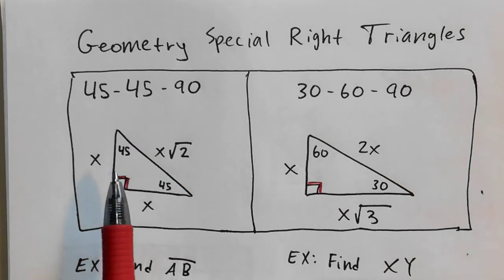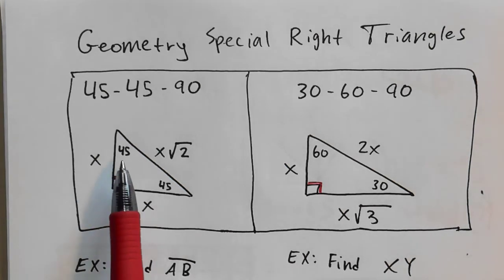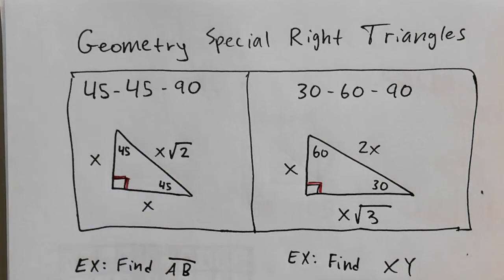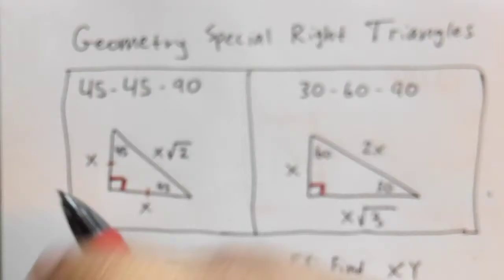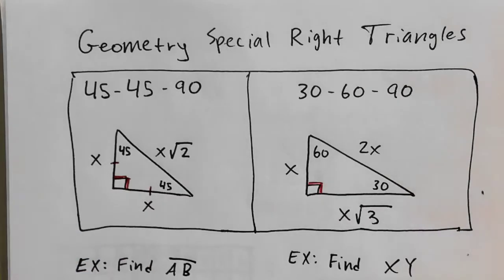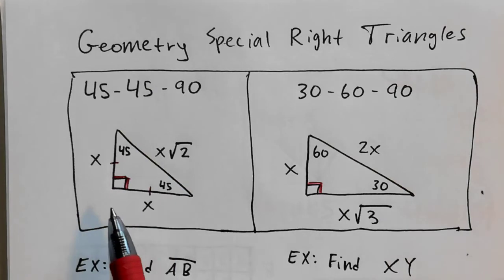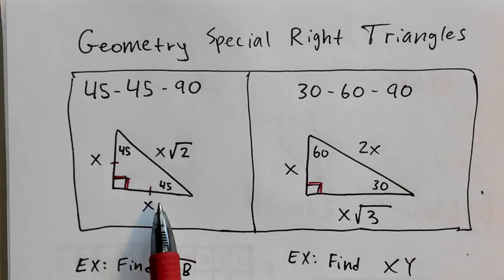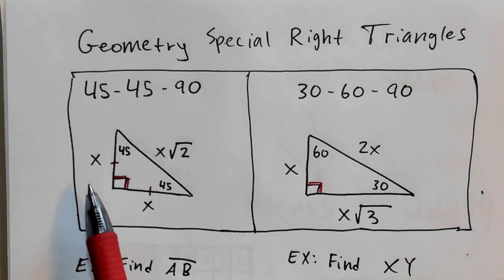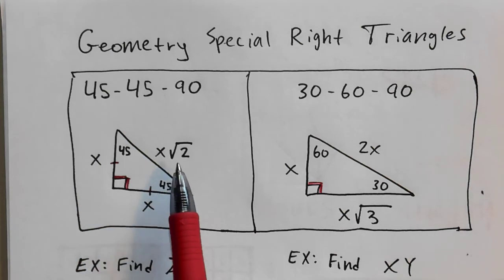As you remember, if you have a right triangle where two sides are the same, it's called an isosceles. This is an isosceles right triangle because it has two of the same sides and it has a right angle, which means that that side is identical to that side. Which means that in a 45-45-90, this side is x. This side is also x because they are congruent. And the hypotenuse is going to be x root 2.